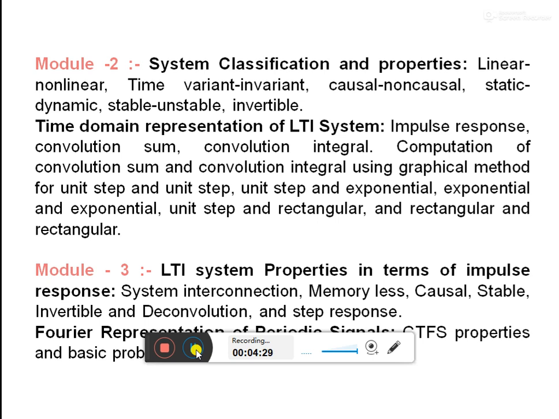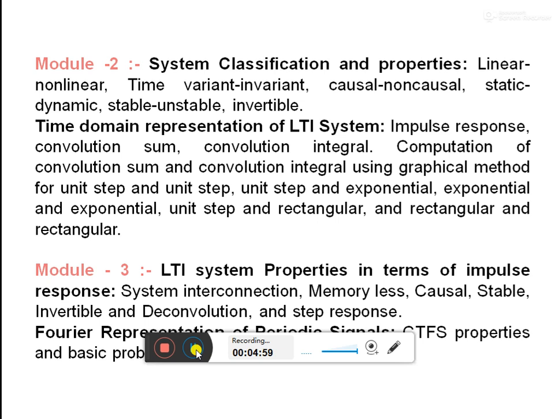we will discuss impulse response, convolution operation for discrete and continuous time systems, which is evaluated using convolution sum and convolution integral. And we will discuss computation of convolution sum and integral using different methods, which incorporate graphical method and formula method, for a variety of combinations of signals, which includes unit step, exponential and rectangular pulses. This is about second module.